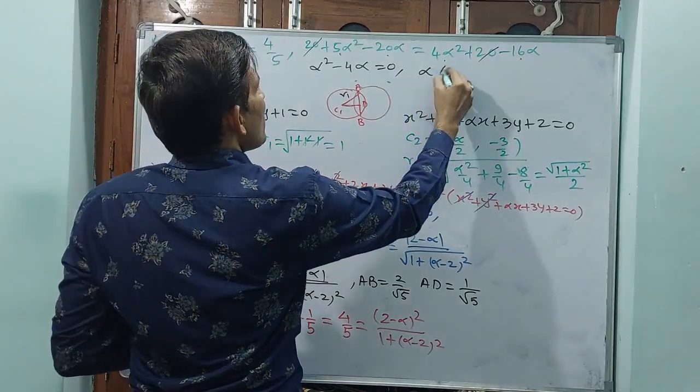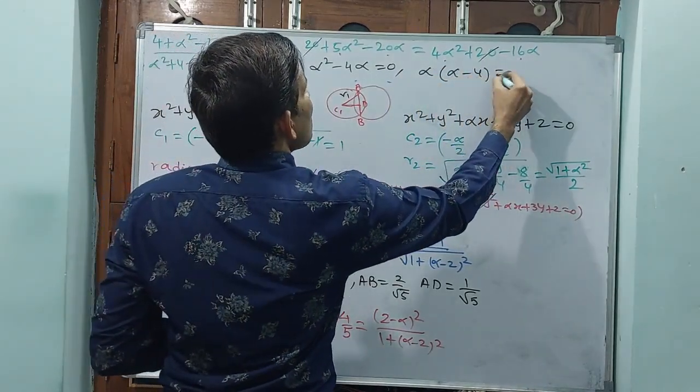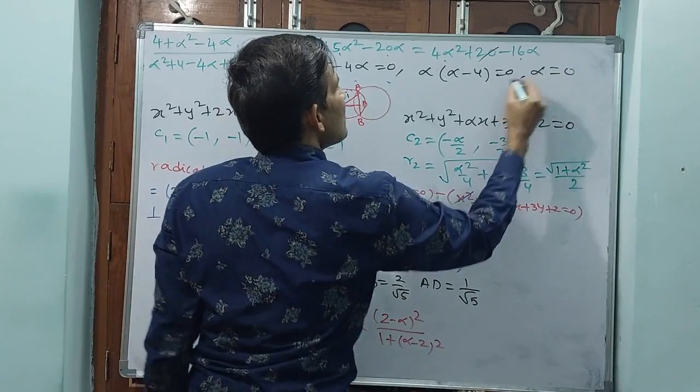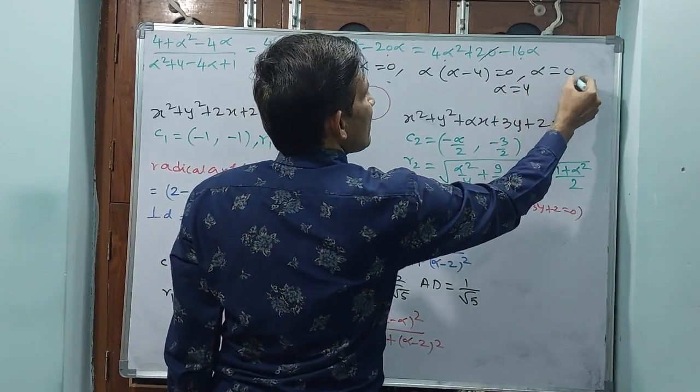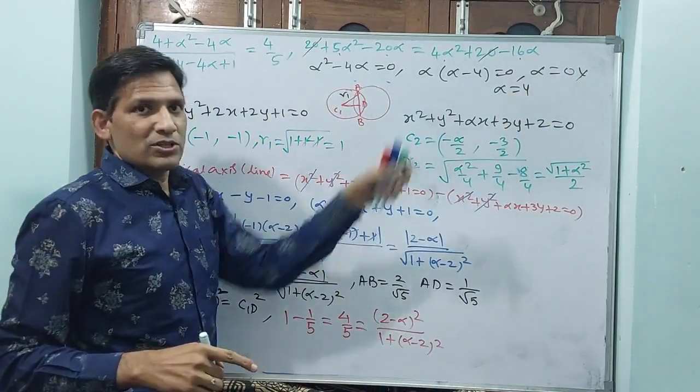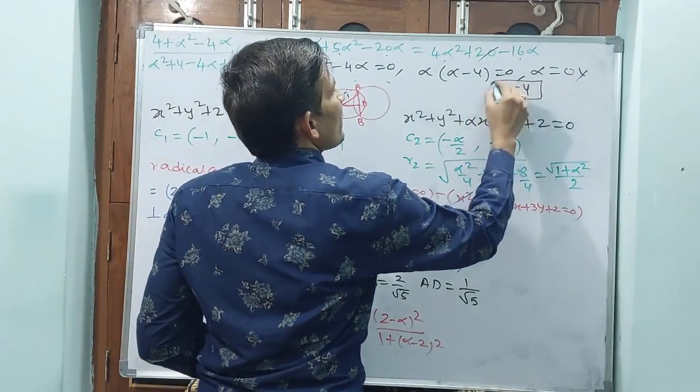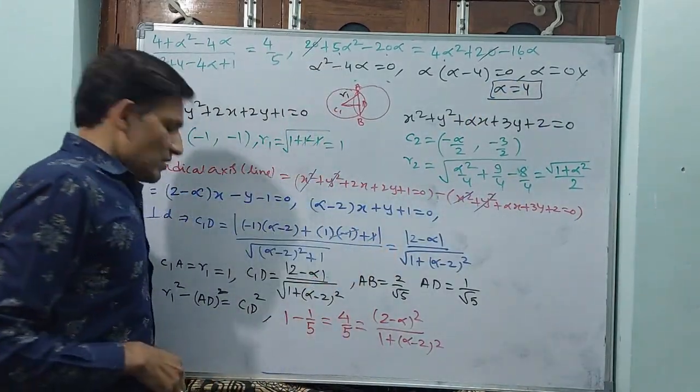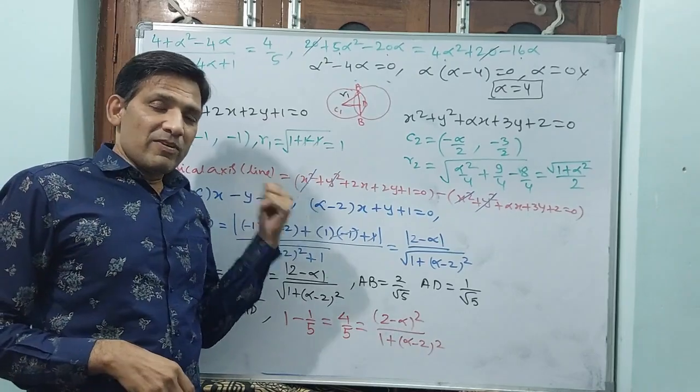That means alpha, if you take common, alpha minus 4 equal to 0. That means alpha equal to 0, alpha equal to 4. But alpha should not be equal to 0, they have given in the question. Then alpha will be 4. Understand the logic? This is different from earlier 2 questions.